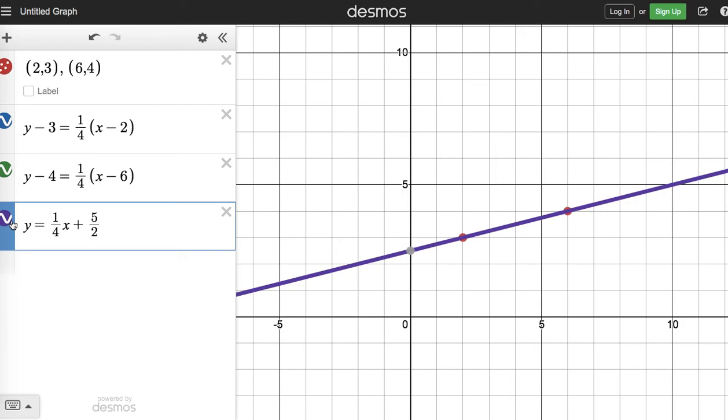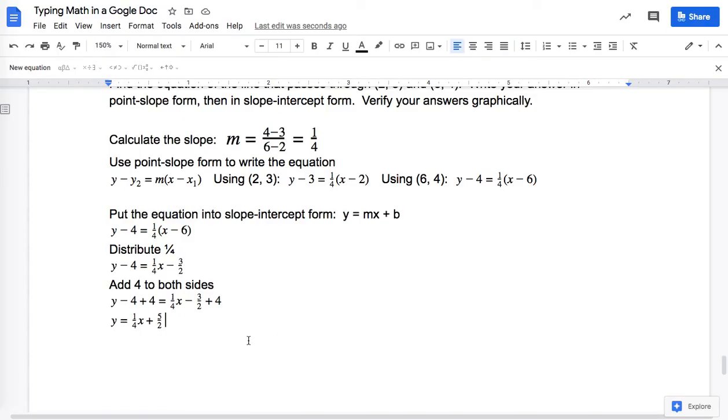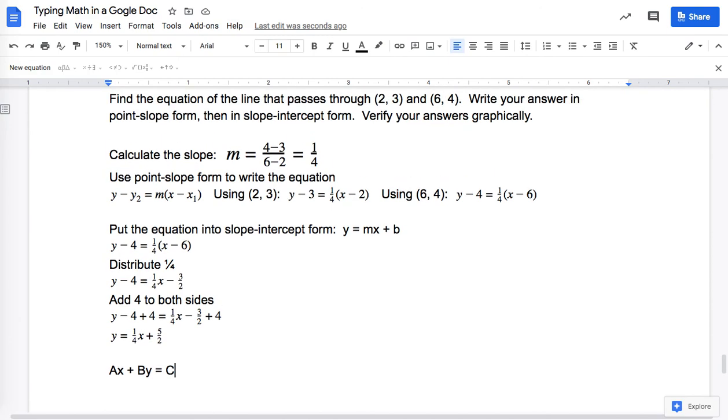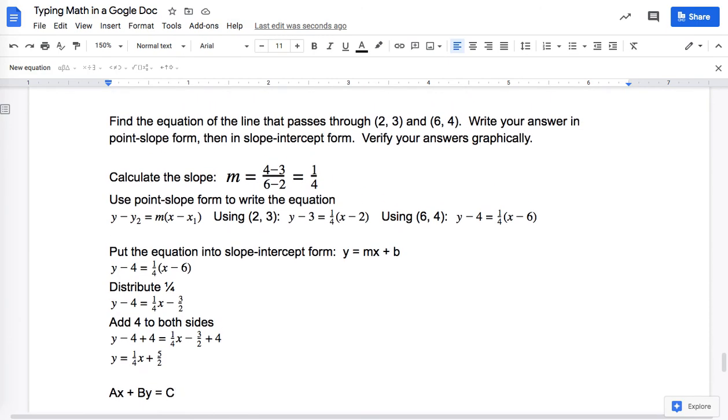Now, the next step that I'm not going to do in this video would be to turn this into standard form. So remember, ax plus by equals c is standard form, so there's a challenge for you. I hope this helped you to better understand how to write the equation of a line given 2 points.